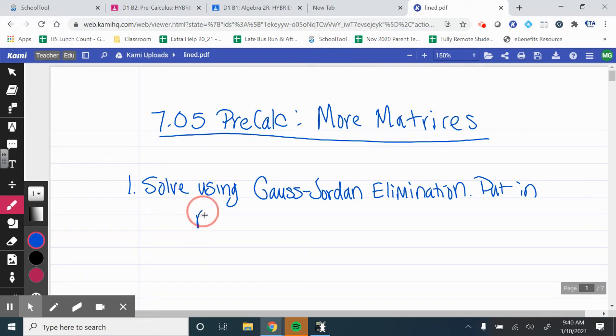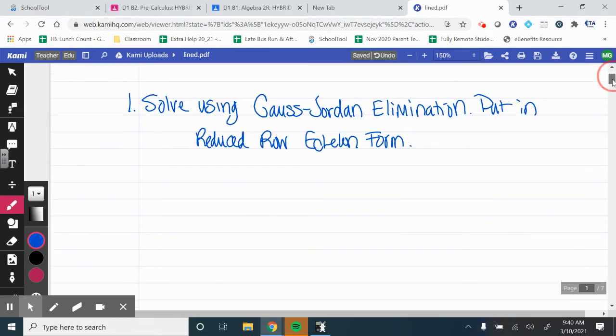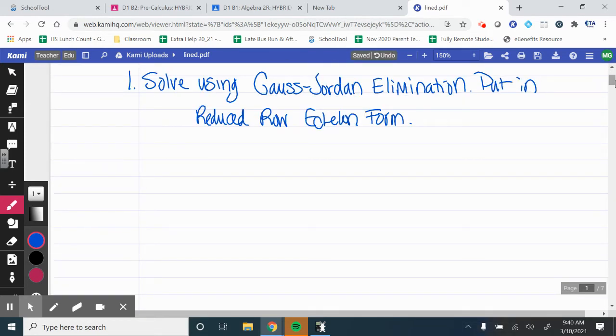Put in reduced row echelon form. I'm going to warn you, these are long, and it's very easy to make one mistake that can throw you off for the whole thing. So it's really important to be really careful, double check your math, and keep it neat so that you can go back and find any mistakes that you might have.